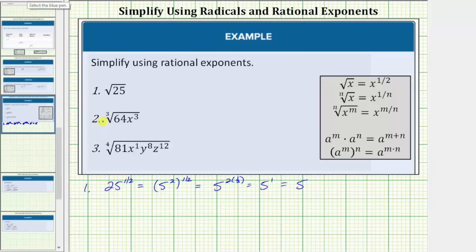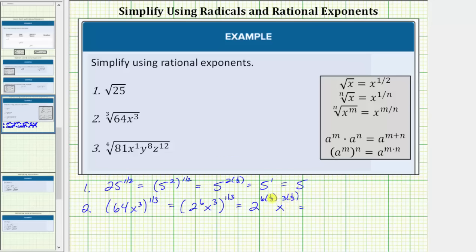Number 2, we have the cube root of 64x to the third. Because the index is 3, this is equal to the radicand of 64x to the third raised to the 1/3 power. Now if we look at the prime factorization of 64, we would have 6 factors of 2, or 2 to the 6th. So let's write this as 2 to the 6th times x to the third raised to the power of 1/3. And now we multiply the exponents, so we'd have 2 raised to the power of 6 times 1/3, x raised to the power of 3 times 1/3.